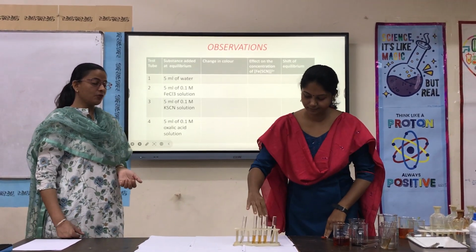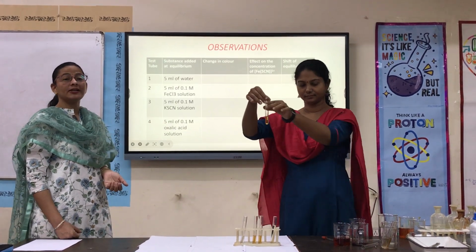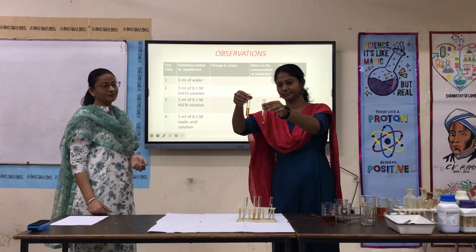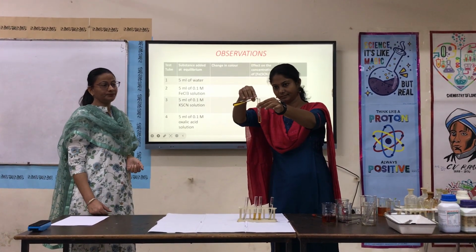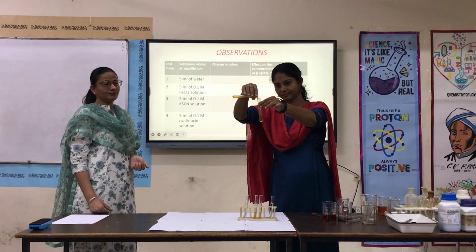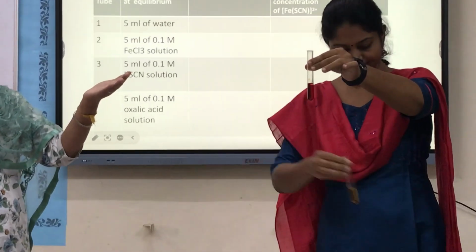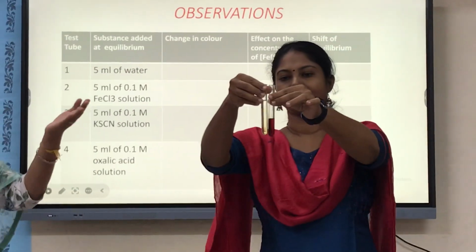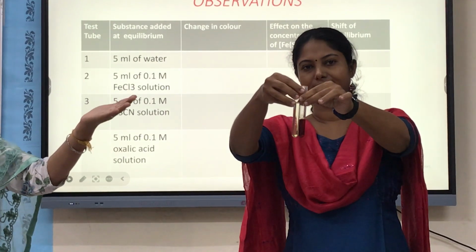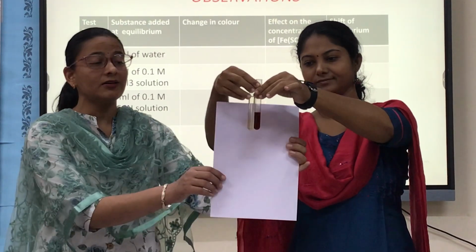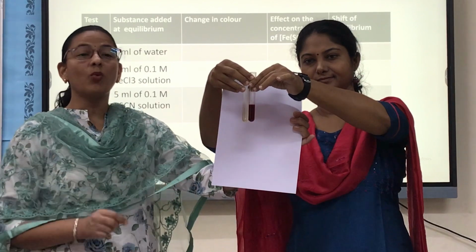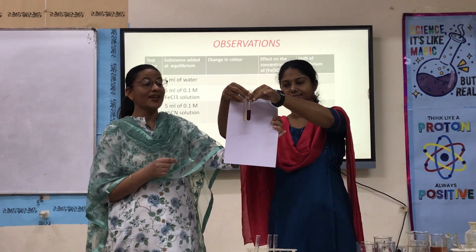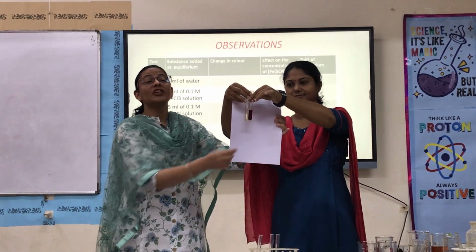Now in the second test tube, we will add 5 milliliter of ferric chloride solution and see what happens to this solution. You all will see the color change. If we compare the reference solution with the second test tube, we will see there is a change in the color, and the color is what we observe when we mix ferric chloride solution with potassium thiocyanate solution. It means product formation takes place.